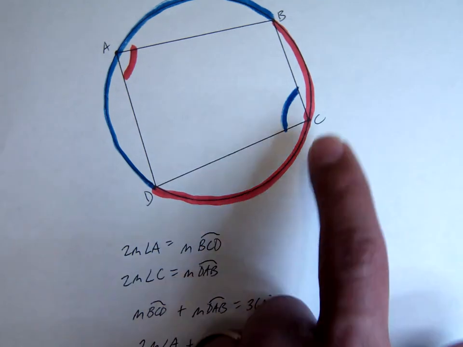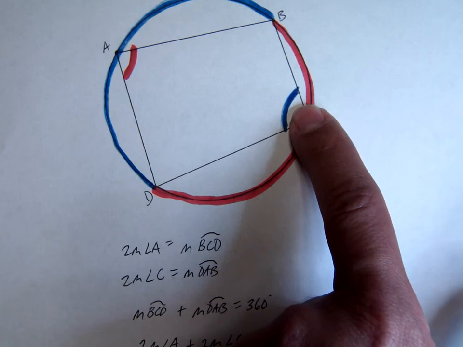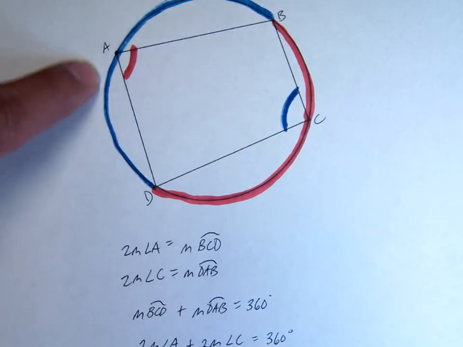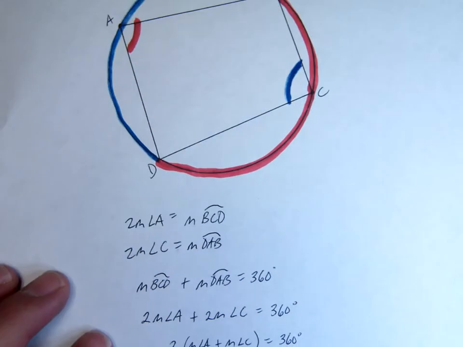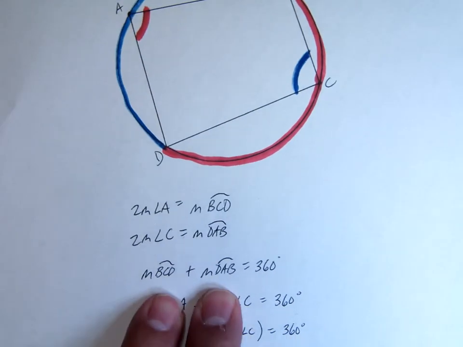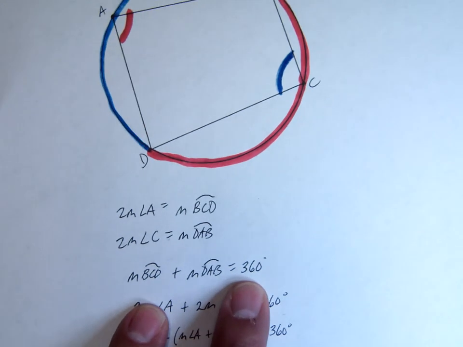And then I did it again on the other side. So then angle C, this blue angle, if I multiply this angle by 2, it must equal the measure of this arc. So that's all I've done right there. Well then, if I add up the two arcs, shouldn't they be equal to 360 degrees? Because they do travel all the way around the circle.